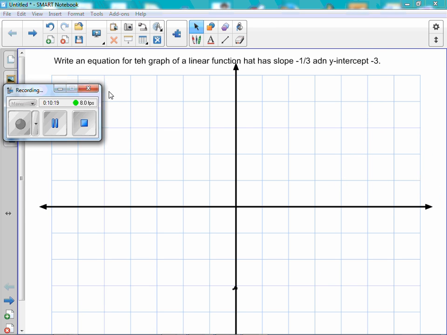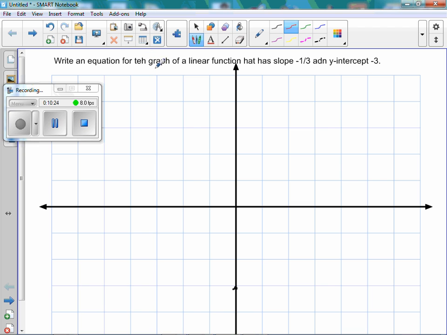Now here's a really simple one. If you remember, I told you about this one. Write an equation of the graph of a linear function that has slope -1/3. That's the slope. And y-intercept of -3.